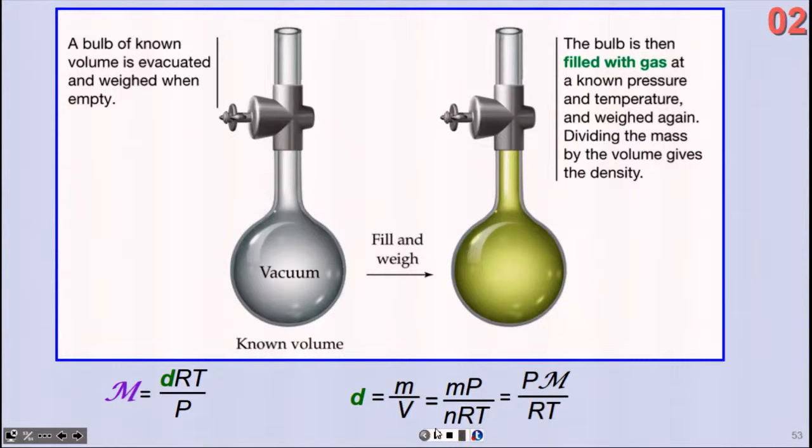So here's an example of how we might think about this. You might have a bulb or a flask for containing your gas. You weigh it when it's empty. You fill up the bulb with the gas, and you determine the pressure and the temperature, and you weigh it again. Then once you know the mass and the volume, you can get the density. This allows you then, given pressure and temperature, to calculate a molar mass. And so we can rearrange this equation to get the density, or we can use it to get the molar mass using those relationships already shown.